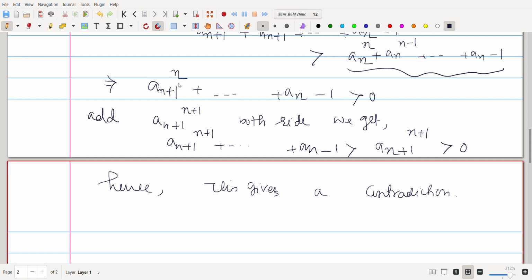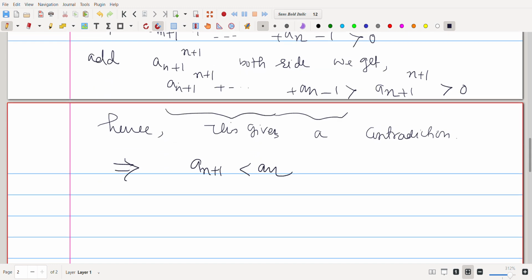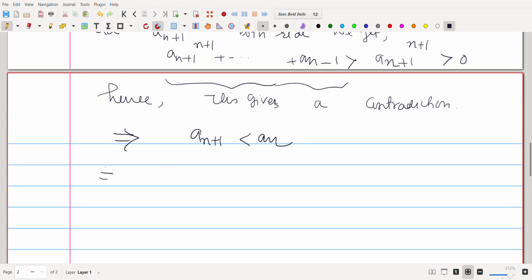Because according to the given case, this must be 0, because a_(n+1) is the root of the equation x^(n+1) + ... + x - 1, right? But it is strictly greater than 0. Hence this gives a contradiction. This will imply a_(n+1) less than a_n, and in this way this will imply a_n is monotone decreasing.